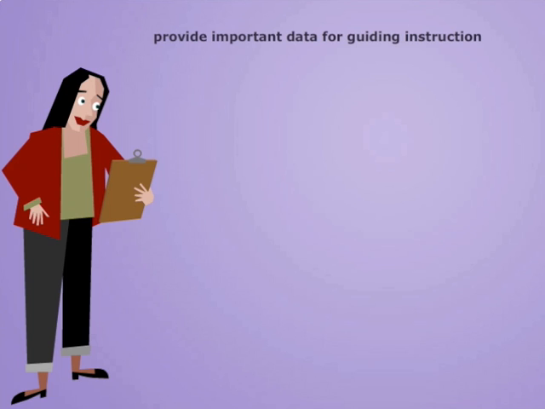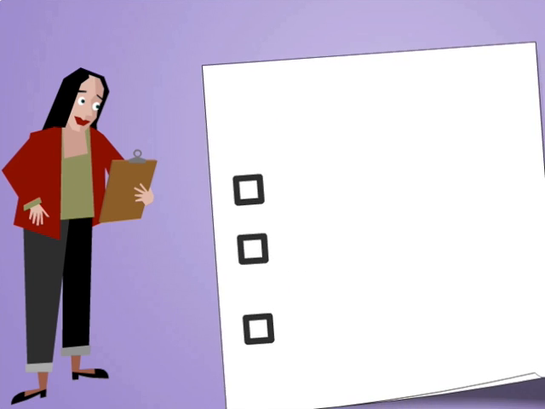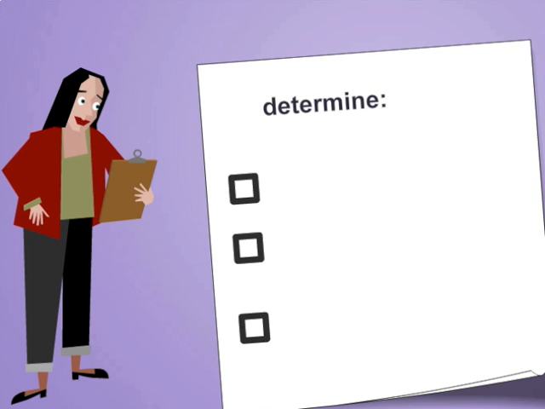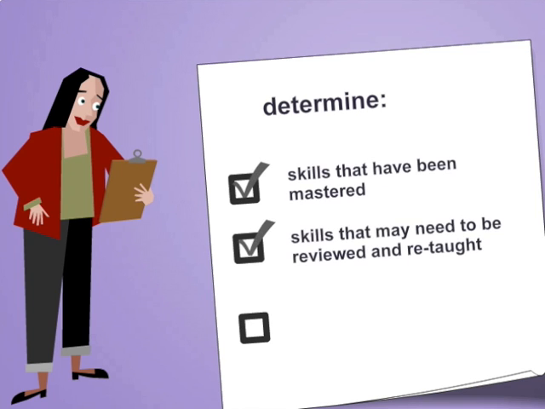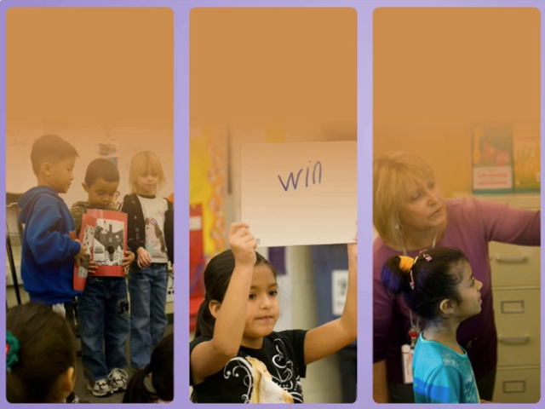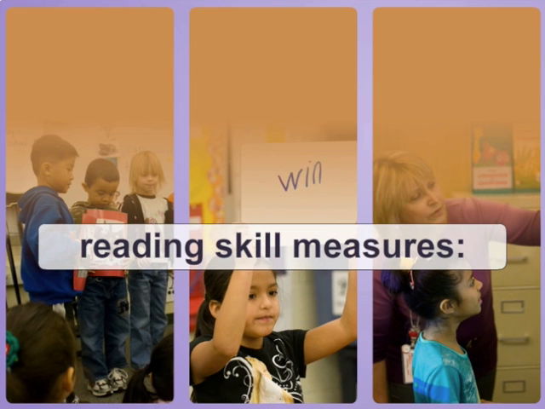Teachers use this data to inform their instruction based on students' changing needs and skill development. Progress monitoring assessments help to determine which reading skills students have mastered, which skills may need to be reviewed and retaught, and help identify what the instructional focus needs to be for individuals or small groups of students who need extra help. Progress monitoring should measure the most important reading skills at each grade level.